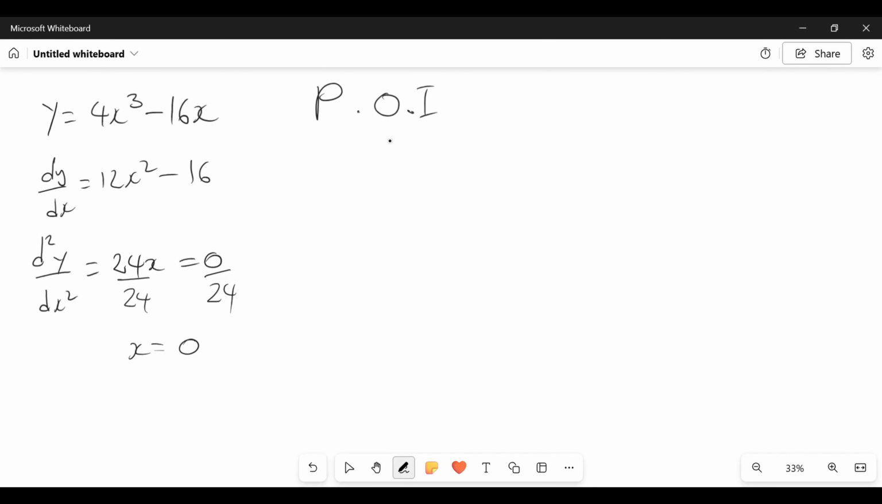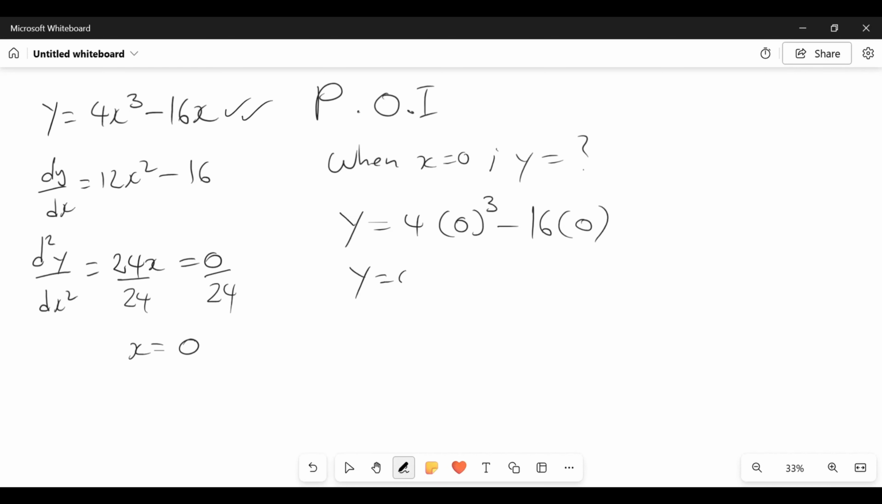Now it's time for us to find the y coordinate of the point of inflection. So when x is equal to 0, what is y? That's the question that we have. So we're going to substitute the x value into the original. Always, guys, whenever you're looking for the y coordinate, make sure that you substitute the x value into the original equation. Okay, y is equal to 4, then wherever there is x, we put 0, because that's our x, to the power of 3 minus 16 multiplied by 0. So y is also going to be 0.